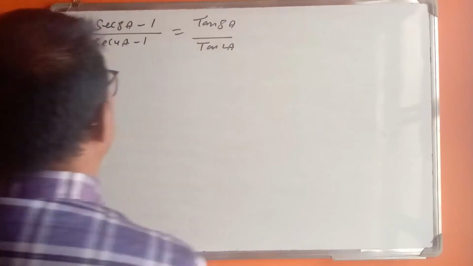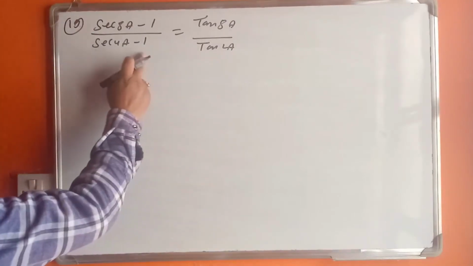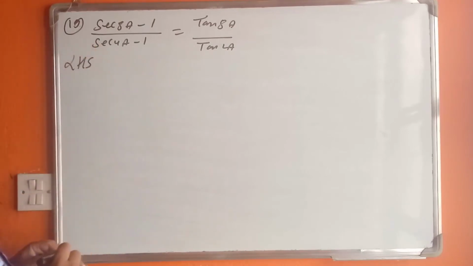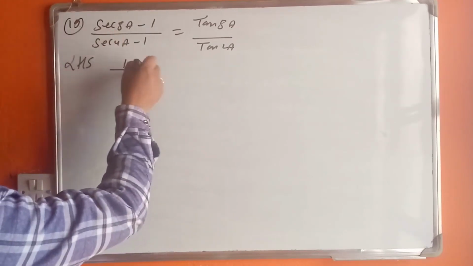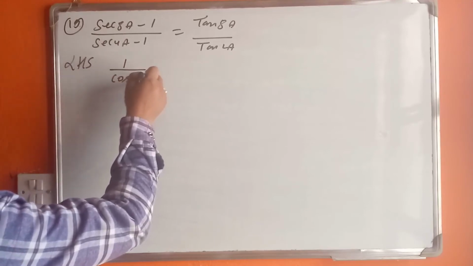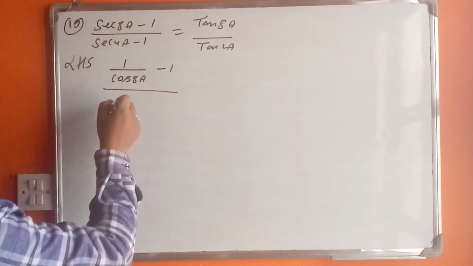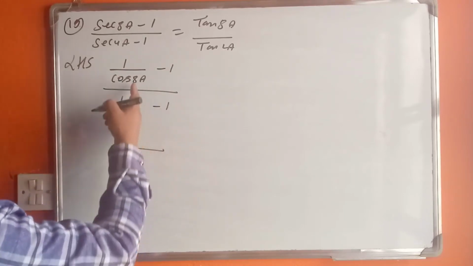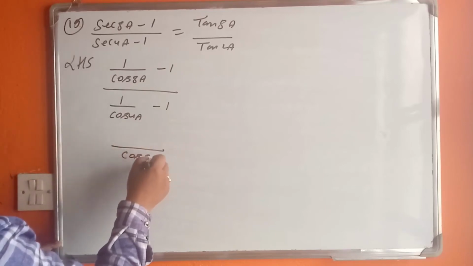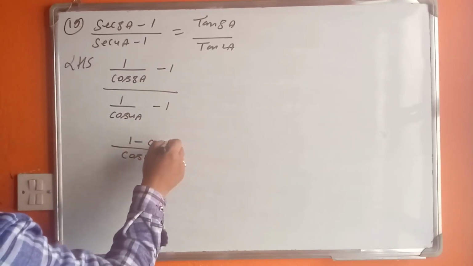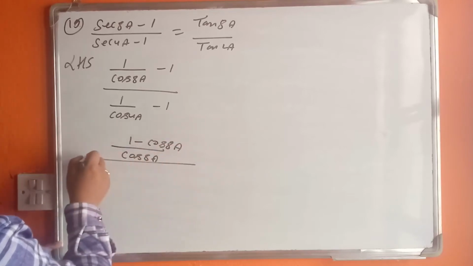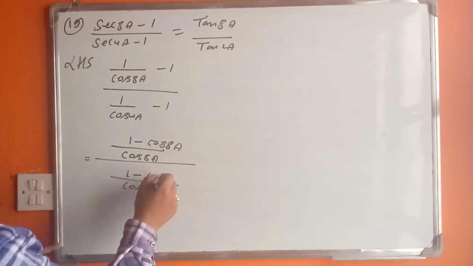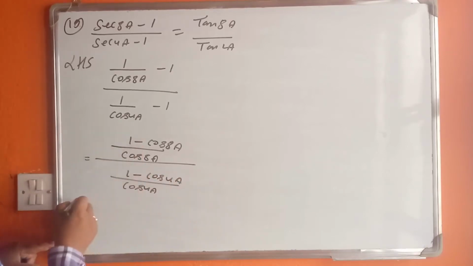Question number 19. Sec 8a minus 1 by sec 4a minus 1 equal to tan 8a by tan 2a. Left hand side, I'm not copying left hand side. Sec means 1 by cos 8a minus 1. Sec 4a means 1 by cos 4a minus 1. Take LCM. Here LCM is cos 8a. 1 minus cos 8a. Main line is here. Take LCM here, cos 4a. 1 minus cos 4a. Now this is reciprocal, so you know how to do reciprocal.